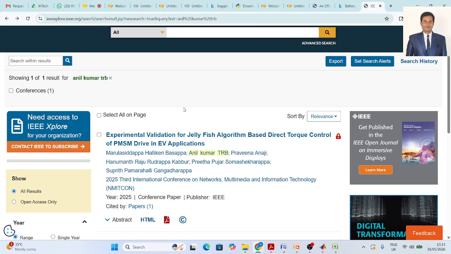For EV applications we have developed one paper in the IEEE. This is one of the papers which was published very early. Like this, you develop your own paper, develop an algorithm, and try to look at the various kinds of issues, make the comparisons, make the performance enhancement, make the optimizations.